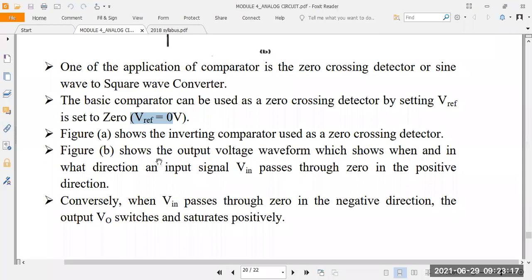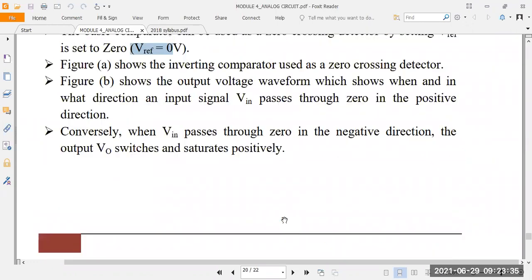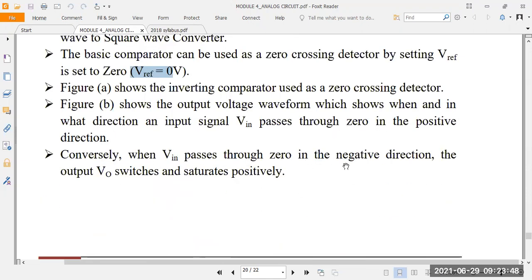The output voltage waveform shows when and in what direction an input signal V in passes through zero. When V in passes through zero in the positive direction, and conversely, when V in passes through zero in the negative direction, the output V naught switches to saturate. Same as before: when V in is less than V reference, you'll get a positive voltage. When V in is greater than V reference, you'll get a negative voltage. Same thing they have given in the sentence here.